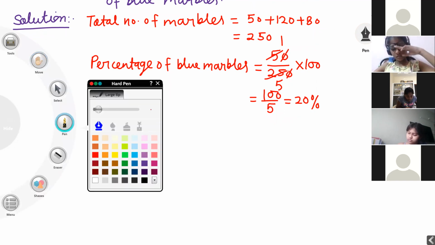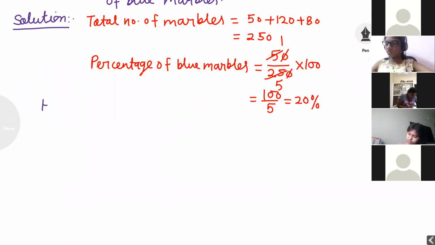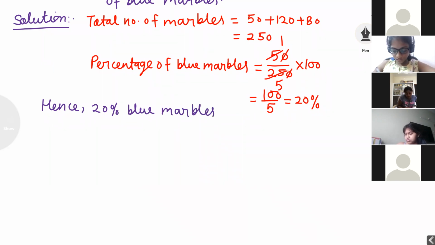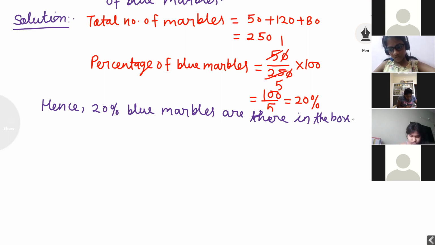Hence, 20% blue marbles are there in the box. Very interesting question.